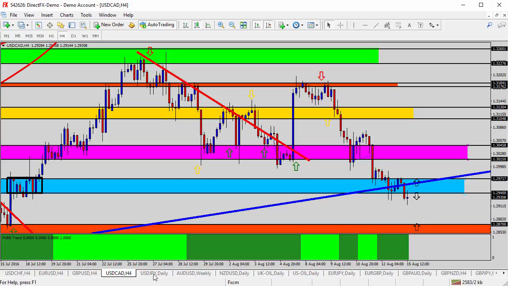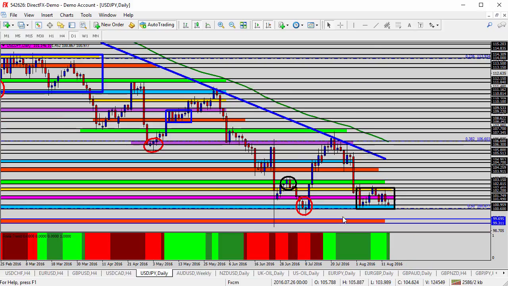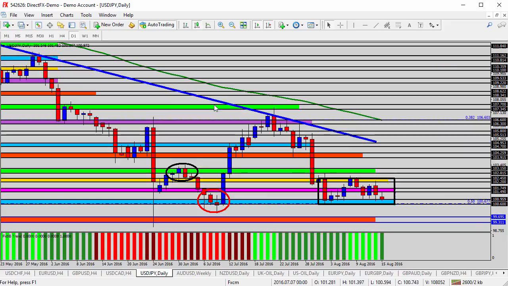Moving over to the USD JPY, we are at multi-year lows again, right into the 101, 100.60 level, the blue shaded area at the very bottom of the chart. We see the red circle highlighting support here, the black box highlighting support here. We are into support, so it's a very difficult place to go short for the USD JPY. If you're looking to go short, it's imperative that it breaks through that black box.